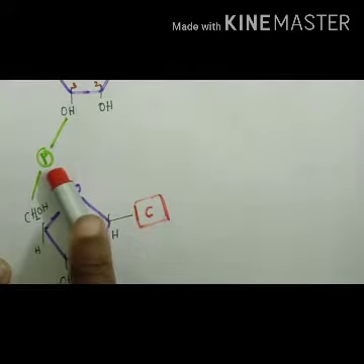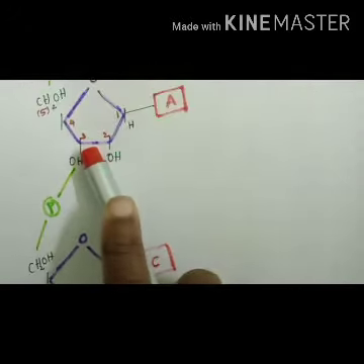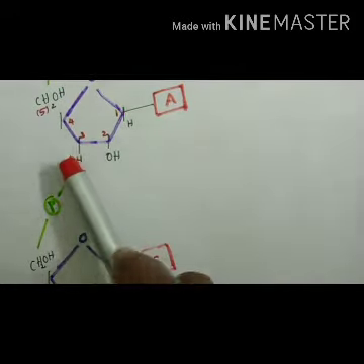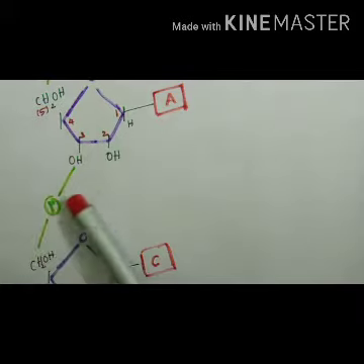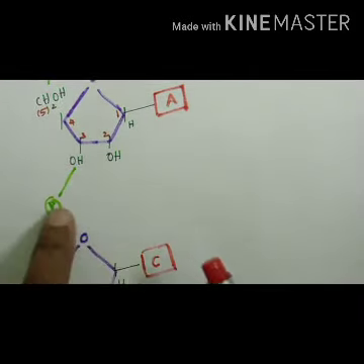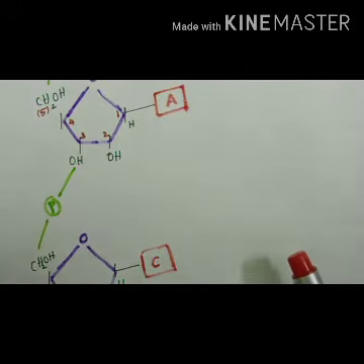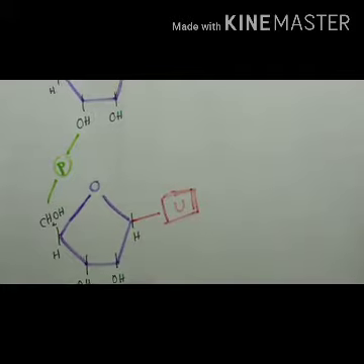The same phosphate is making a bond with the adjacent nucleoside, isn't it? So the bond is called a phosphodiester bond. So the bond which is present here is the phosphodiester bond. So in this way, we can see all the molecules are linked together.